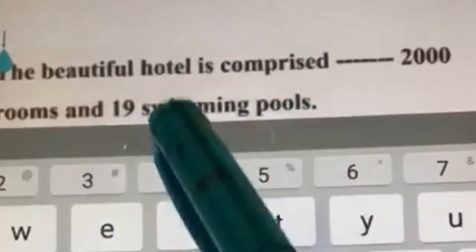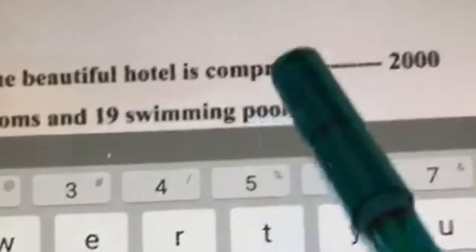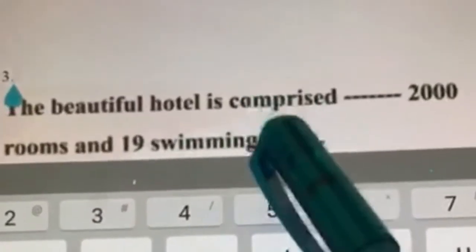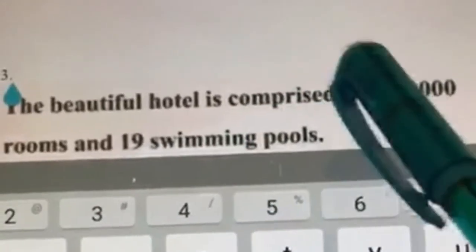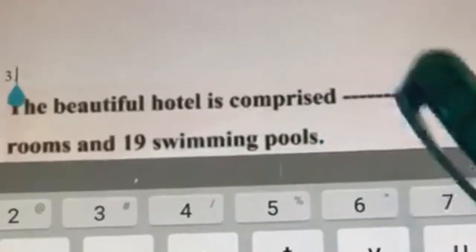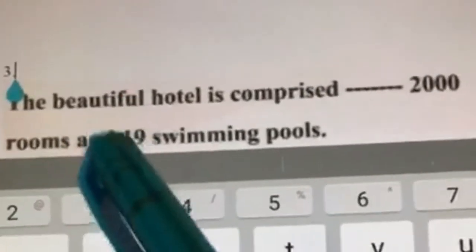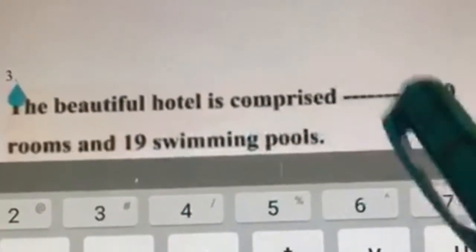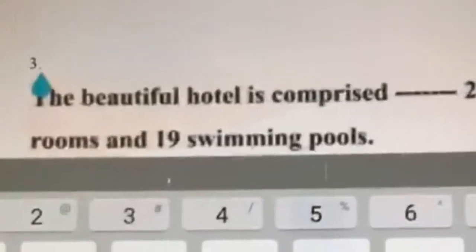So if I had said the beautiful hotel comprises, this is the V5 form, that is the singular present tense, comprises, there would be no preposition here. It would be simply 2000 rooms. Let me repeat. The beautiful hotel comprises 2000 rooms and 19 swimming pools.